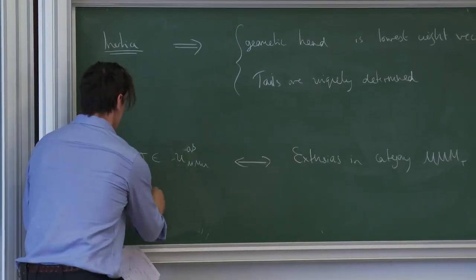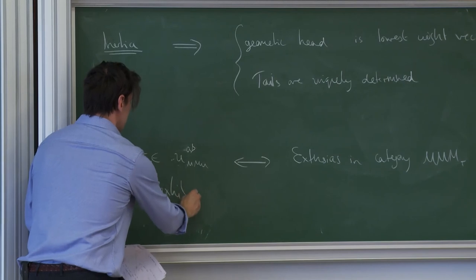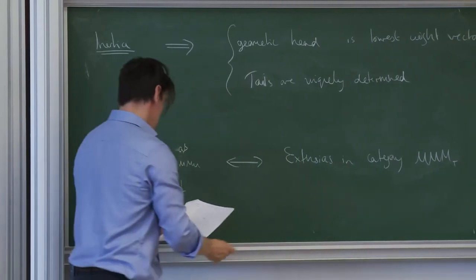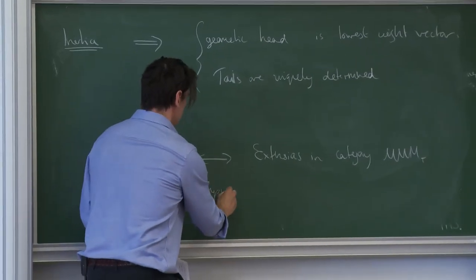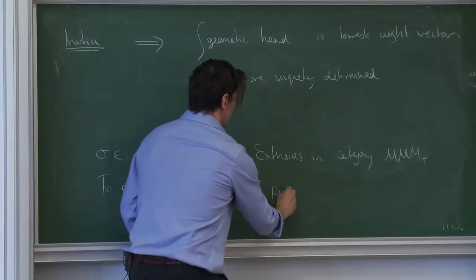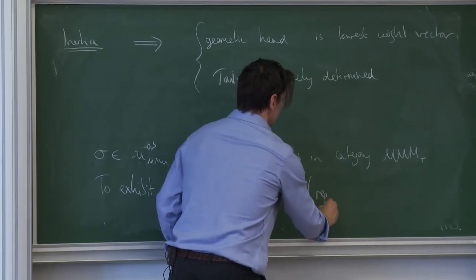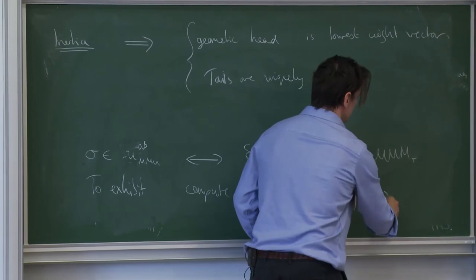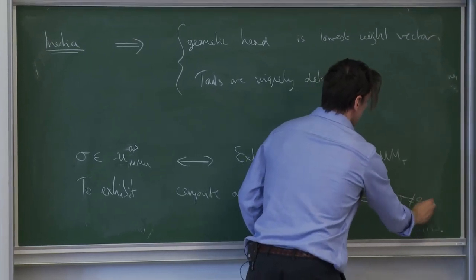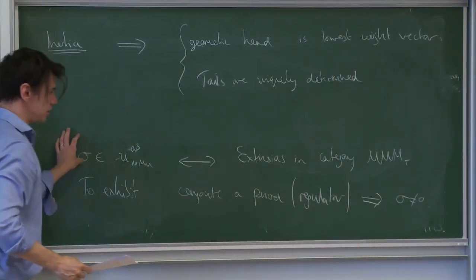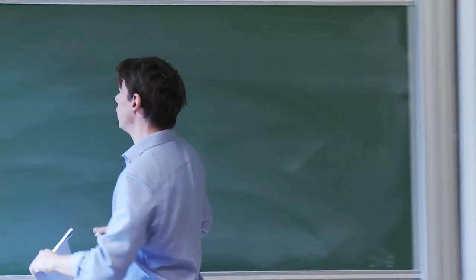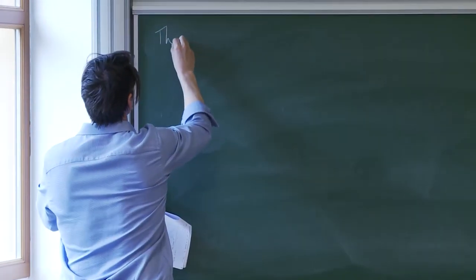And so to construct such a non-trivial element, I won't explain the machine, but the key point is that you have to compute a period, which is essentially a regulator. And that's an analytic argument, and that enables you to deduce that some element actually exists as non-zero, that its image is non-zero. Okay, so there's a whole machine to do that. But the conclusion then is theorem one.